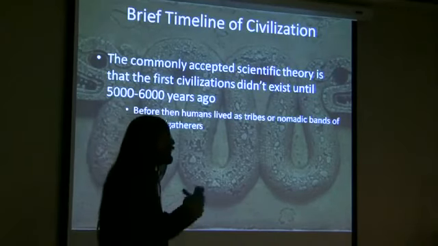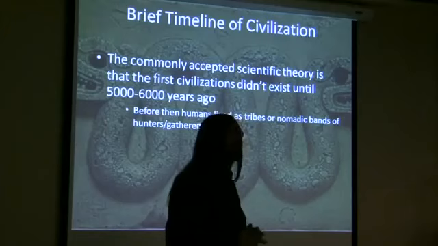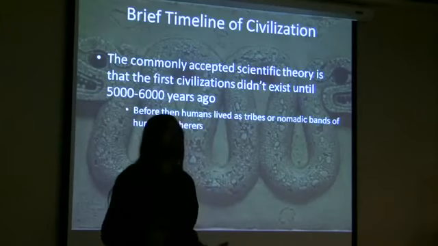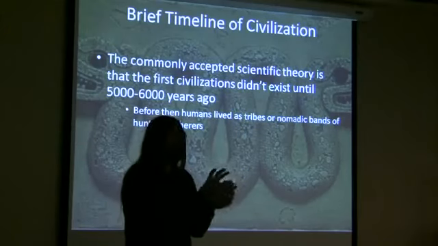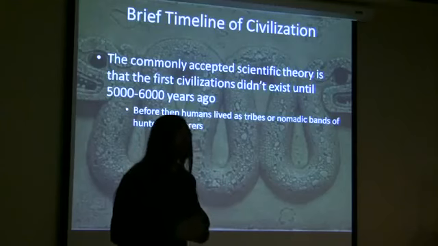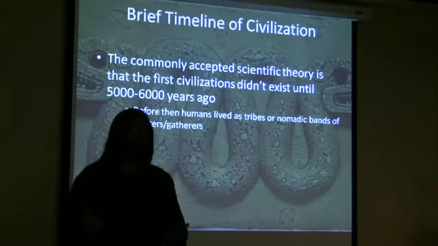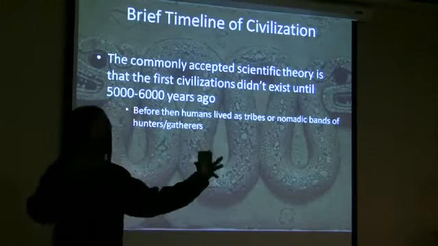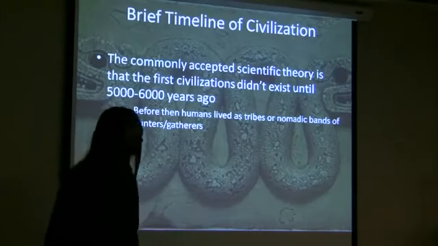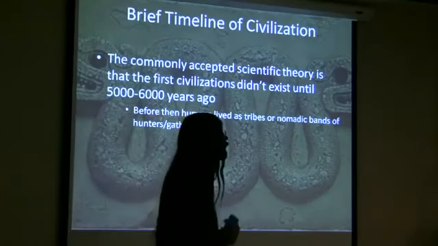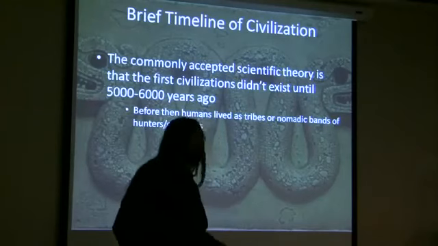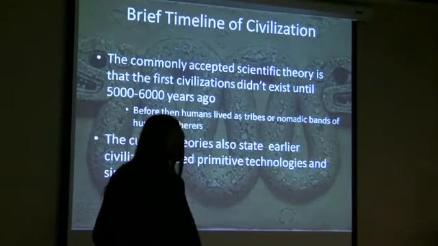Before then, most of humanity lived a nomadic or tribal existence. We lived as small tribes, more like small families, or wandered around as a nomadic band of hunters and gatherers. That was before we became a large cohesive civilization, and the first time we saw that was apparently Babylonia and Sumeria about 5,500 years ago.